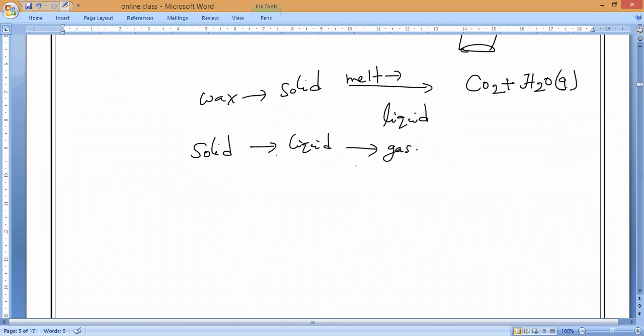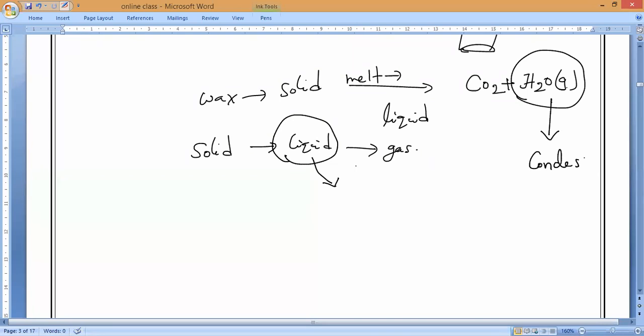Now, wax is a solid, and this solid will melt and convert into liquid. During this time, it will form water vapor, and this water vapor will condense at room temperature. What will happen? It will condense. If it condenses at room temperature, it will convert into which state? It will convert to liquid state. Condense means what? Decreasing temperature.